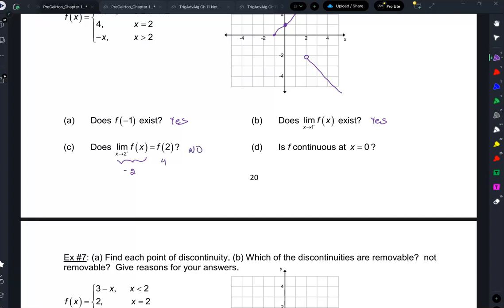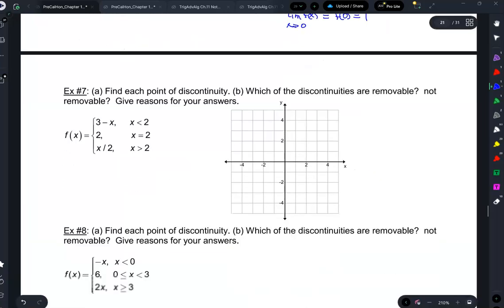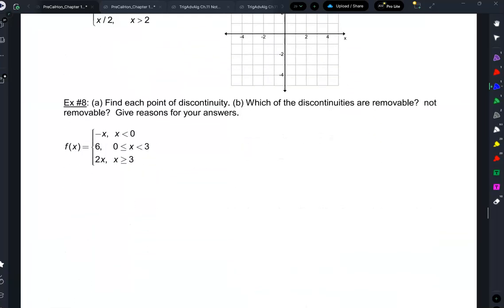Is f continuous at 0? Yes. How would you justify that? Look, here is a more efficient way. The limit as x approaches 0 is 1. How about f of 0? Also 1. So this is equal to f of 0, which is equal to 1. And that's enough of a justification. Do we need to do another piecewise function? I think we're good.